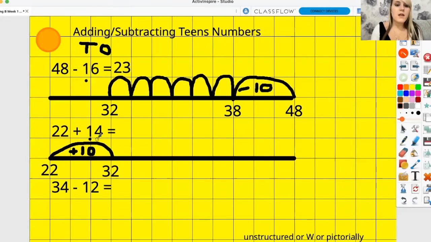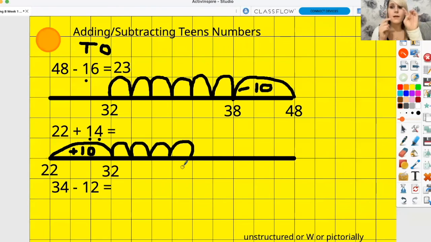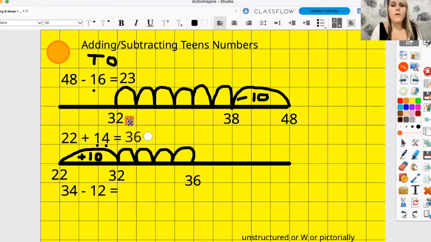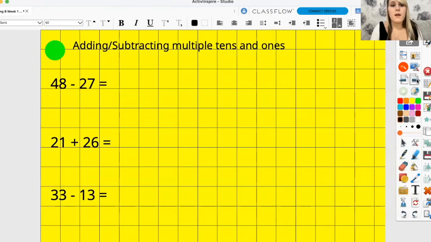And then once we jump the 10s, we jump the ones. So 1, 2, 3, 4 1 jumps, and then we put 32 in our heads and count on 4. So 32, 33, 34, 35, 36. And we pop that on our number line and we write in the answer. So that's the unstructured number line.